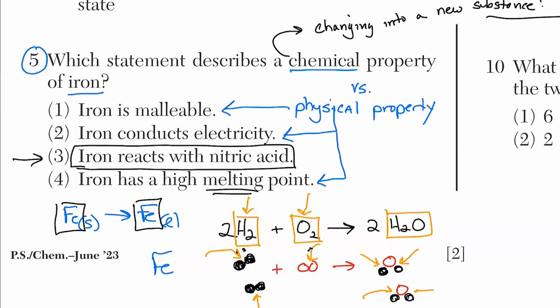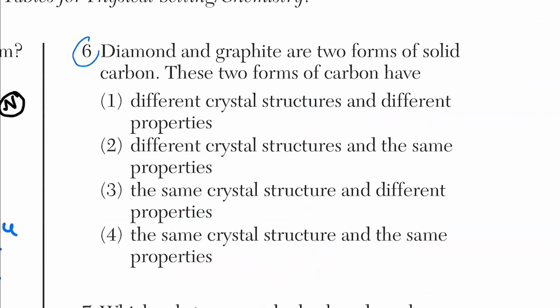On to number 6. Diamond and graphite are two forms of solid carbon. That means the chemical formula of diamond is carbon solid, and graphite is also carbon solid. We know diamond is something that we can wear in jewelry. Graphite, of course, is something that we use in our pencils. People say they're lead, but they're not. They're graphite. So there are two forms of solid carbon.